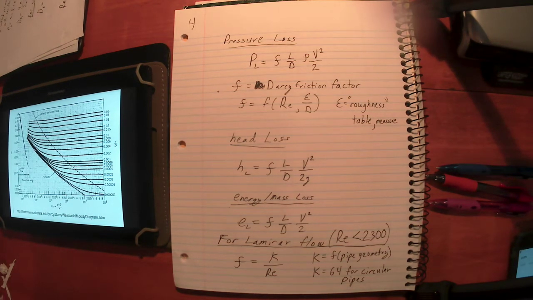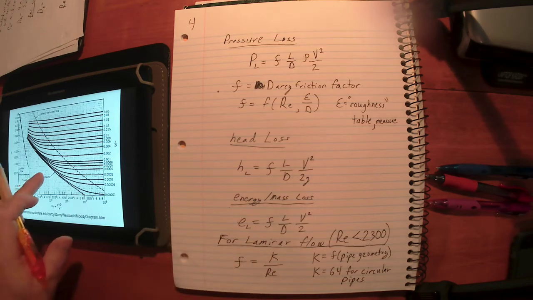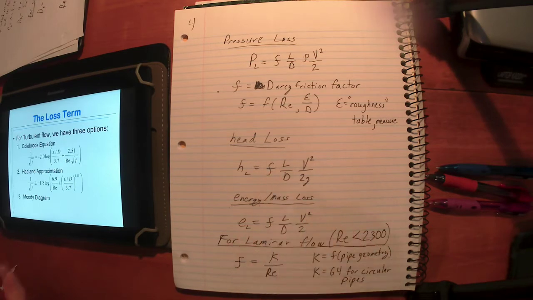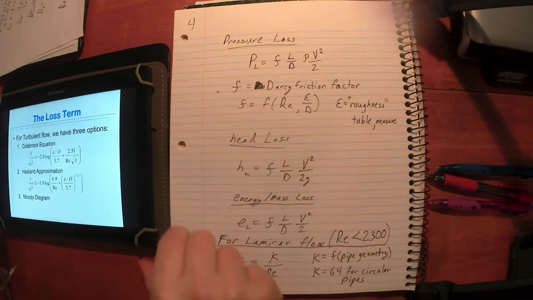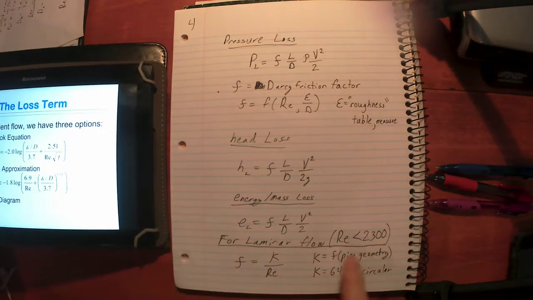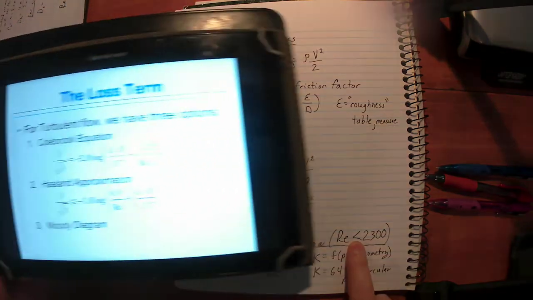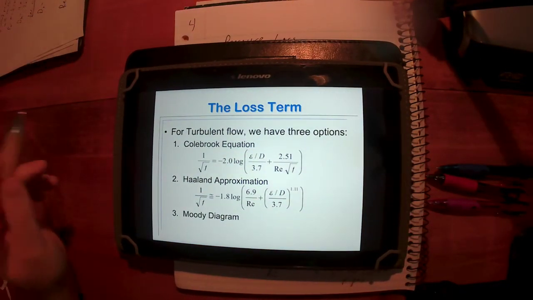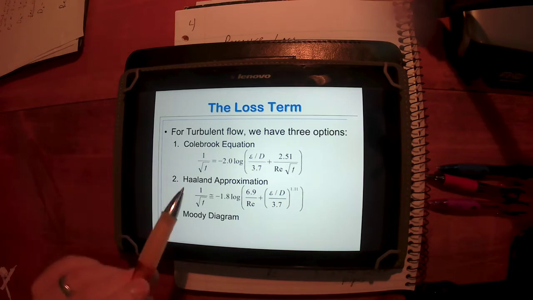Okay, so again, if I need to find this Darcy friction factor, it's going to be a function of the Reynolds number and epsilon over d. If it's laminar, it's a constant value divided by the Reynolds number. That's any Reynolds number less than 2300. If it's turbulent, Reynolds number greater than 2300, I've got three options.